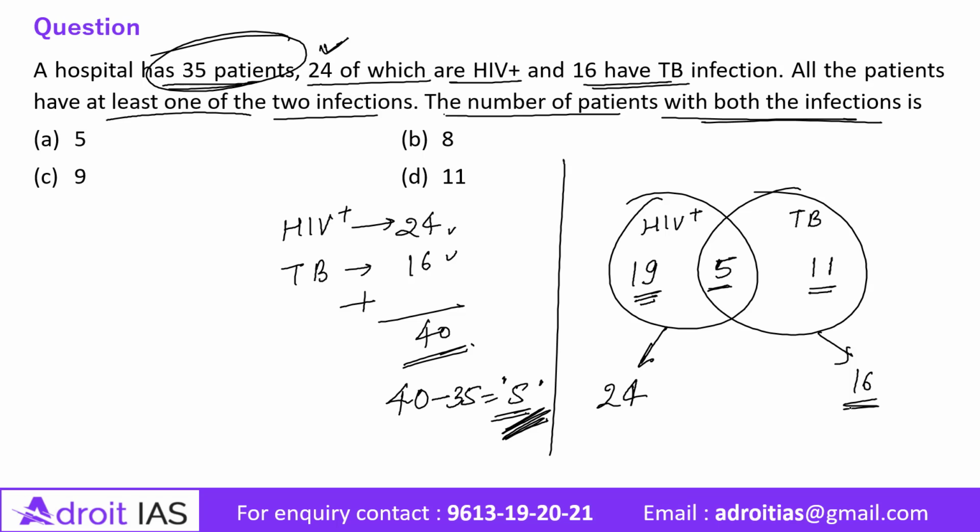So this is the thing. Now what is the question? The number of patients with both the infections is. So the answer is 5. Got it, everyone? A very simple question. Now let's move to another one.